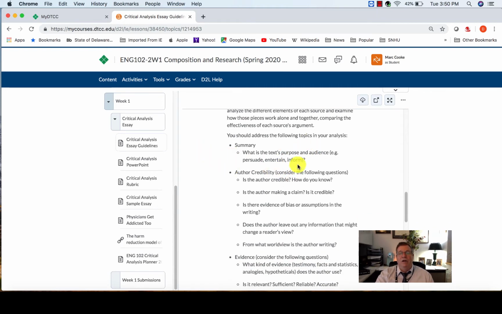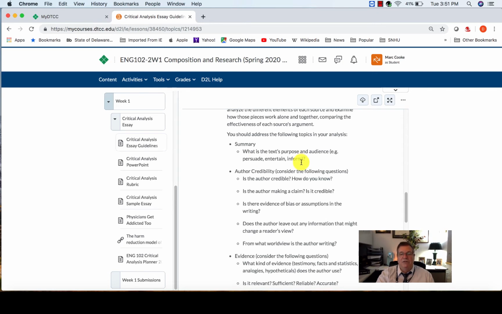Basically, the summary, what is the text purpose and audience? You want to bring that into the summary. This is a requirement, so make sure you do address text purpose. And when we're dealing with text purpose, if we think back to 101 again, we talk about 3 types of purposes. We have persuade, entertain, and inform. So, make sure you figure out which one of these is the correct purpose.